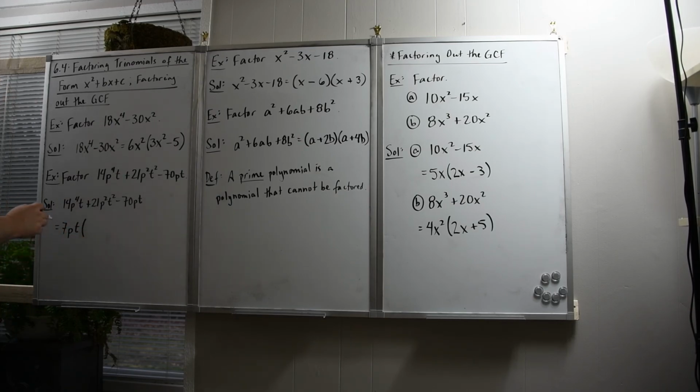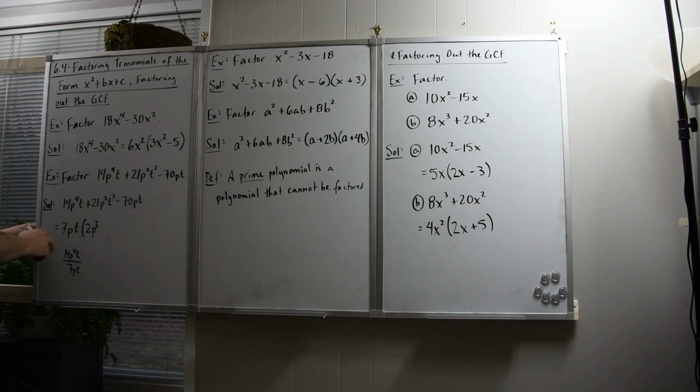And so you could say, well, what do we have to multiply by 7pt to get 14p to the fourth t? Well, we know that 7 times 2 is 14. We also know that p times p to the third is p to the fourth. And we know that t times 1 is t, so we don't have to write that extra factor of 1. But you could also think of it as 14p to the fourth t over 7pt. The 14 over 7 gives us the 2. P to the fourth over p gives us p to the third. T over t gives us 1. So that's another way to figure it out.